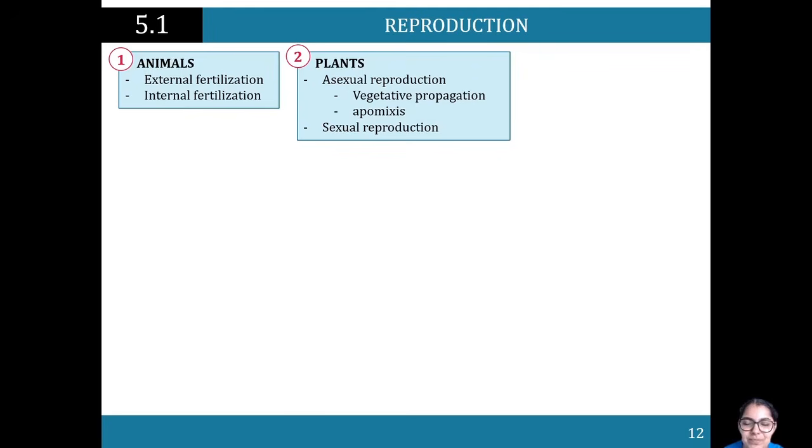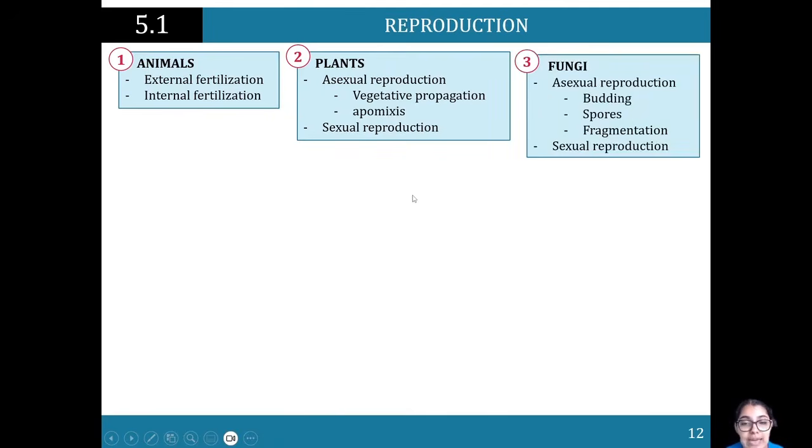So I was just saying, for example, with animals where you looked at internal and external fertilization, you should obviously know what the process is, and you should be able to talk about the advantages and disadvantages of each. Same thing with plants, and you want to know examples of plants using the more popular methods of asexual reproduction versus sexual reproduction, and how that occurs.